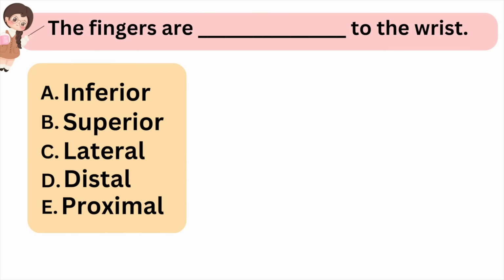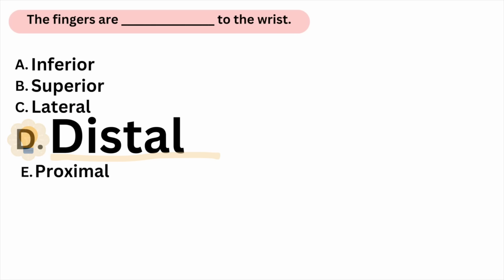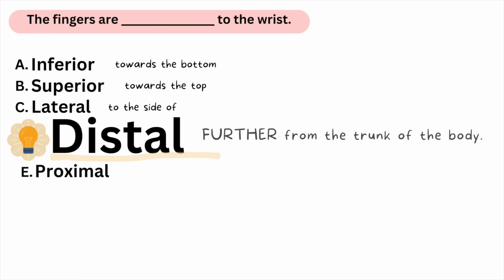Alrighty, question number 1. The fingers are blank to the wrist. A, inferior, B, superior, C, lateral, D, distal, or E, proximal. So our answer here is distal. The fingers are distal to the wrist. So inferior means towards the bottom, superior is towards the top, lateral is towards the side of the body, distal is further from the trunk of the body, and proximal is closer to the trunk of the body.